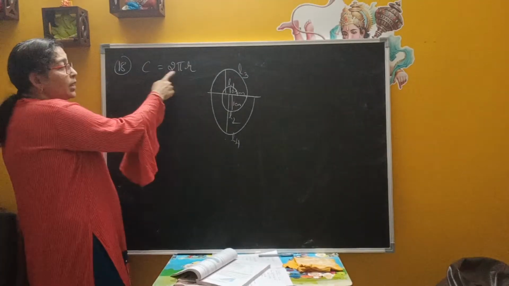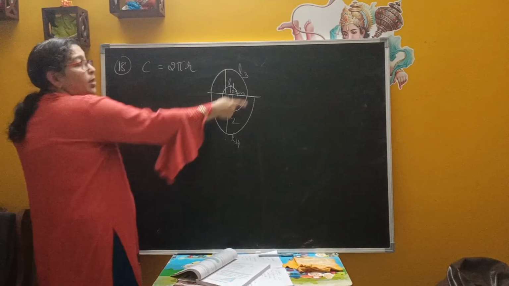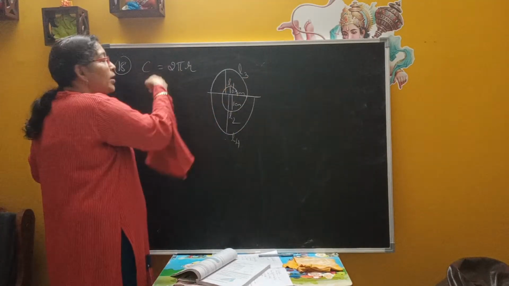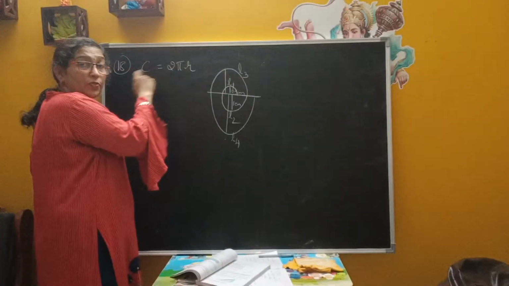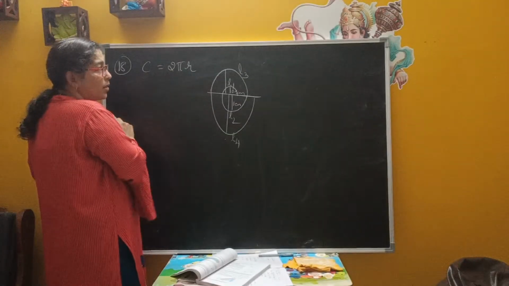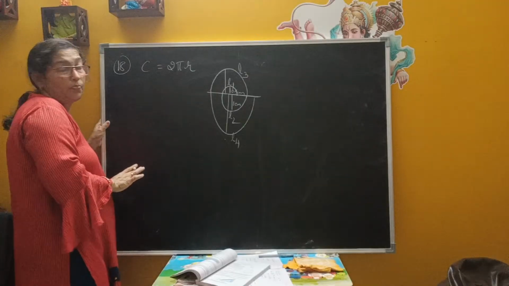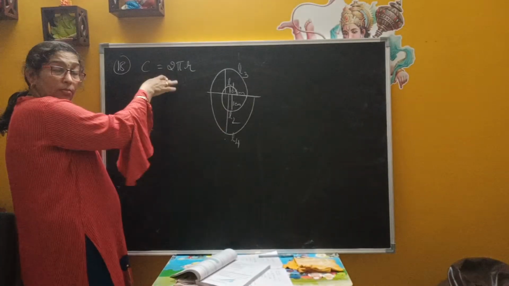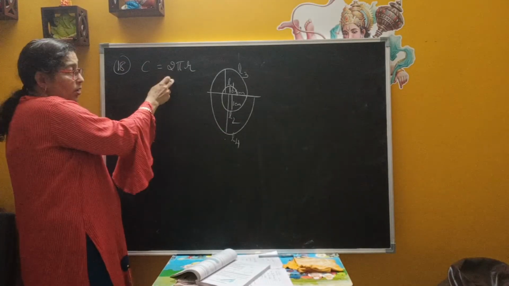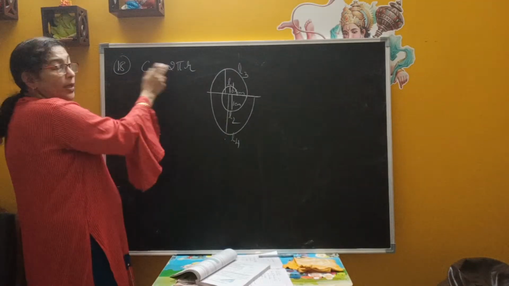This is to find the length of the circle, the total length or perimeter of the circle, also known as the circumference of the circle. 2 pi r. For the pi value, they told us we have to take 22/7 only. We cannot take it in decimal form, only in fraction form. 2 pi r.